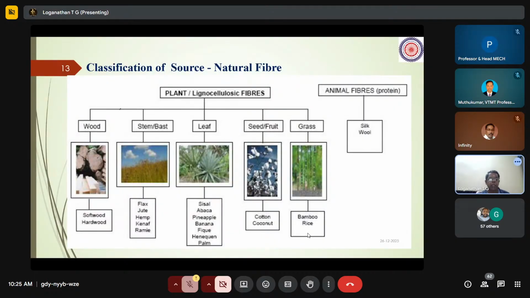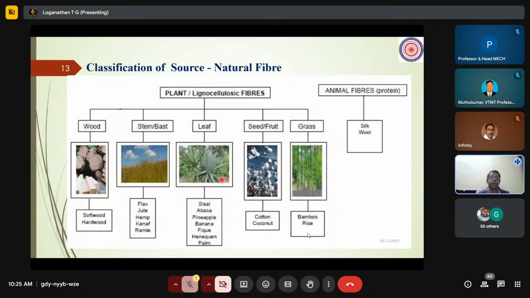And in the present slide, we can see the various types of fibers. Some of them are used the most. Other than that, there are a few more fibers. The only thing is you should know what resources we are coming across. One is from the main part of the tree, that is the wood. The other is from the stem, leaf, seed or fruit, and another from the grass.